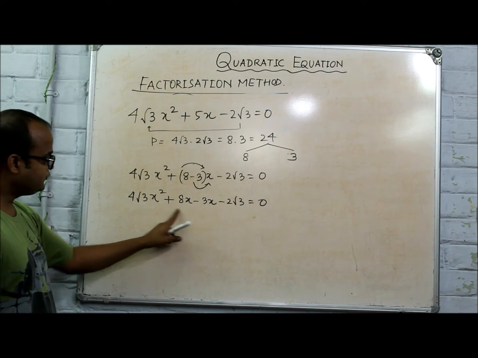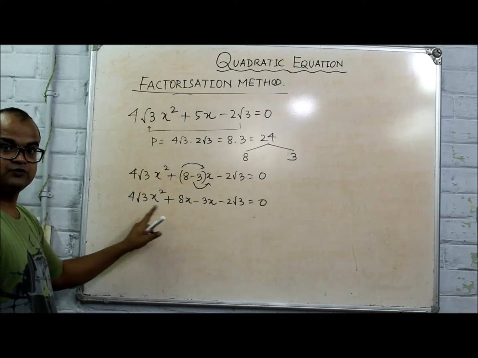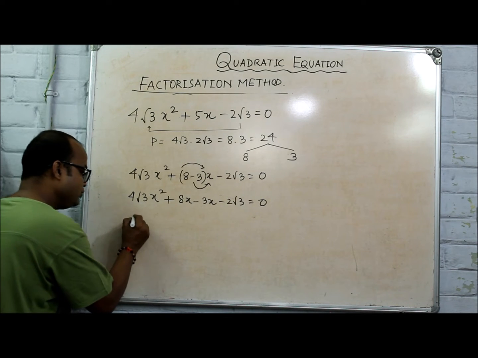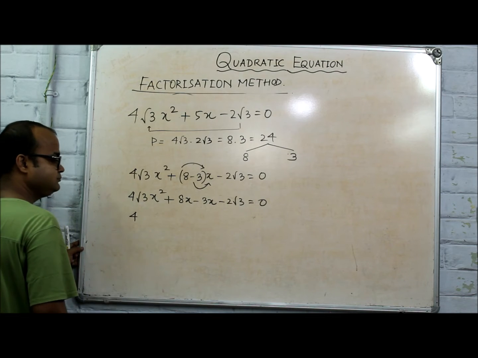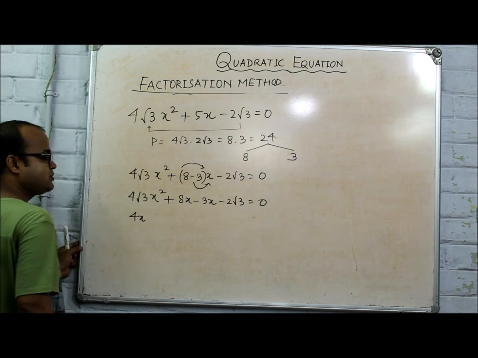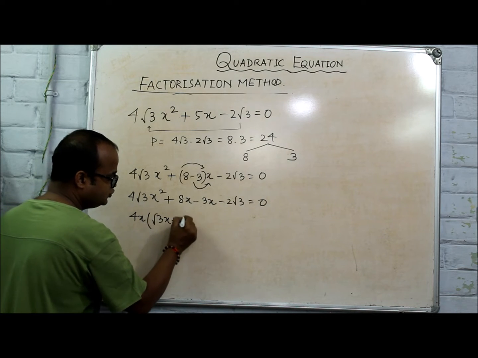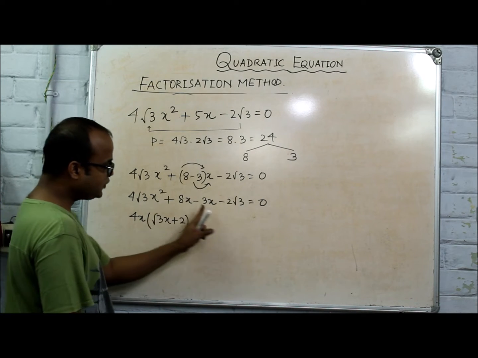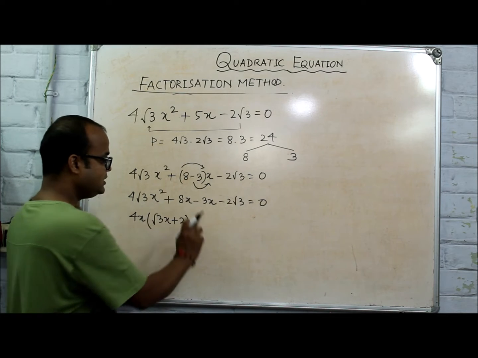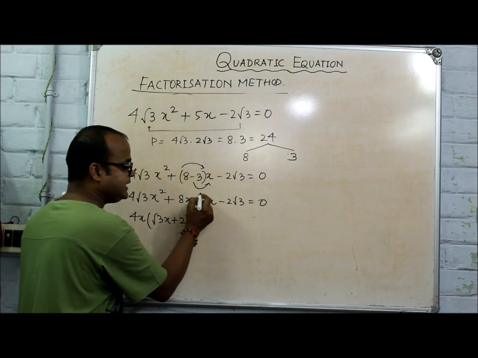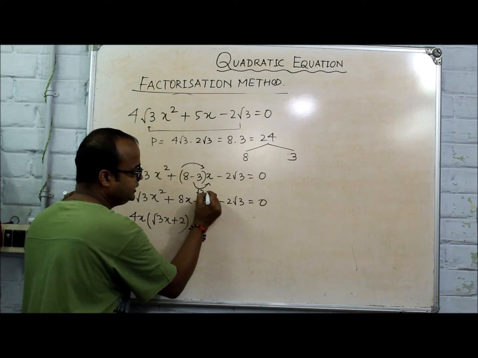Now from the first two parts we can take 4x common, so that will leave root 3 x plus 2, and from the last two terms, root 3 can be written as root 3 into root 3.